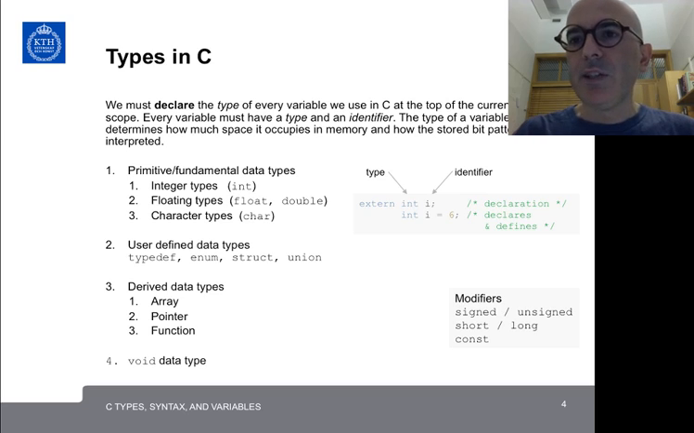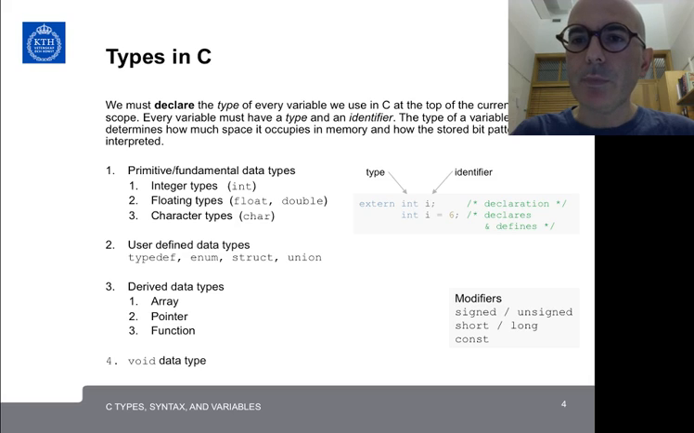In computer science jargon, C is a statically typed language. The types cannot be left ambiguous before variables are used. What this means in practice is that we must declare the type of every variable we use in C. Every variable must have a type, an identifier. The type of a variable determines how much space it occupies in memory and how the stored bit pattern is interpreted.